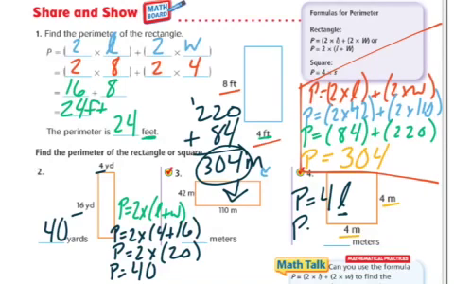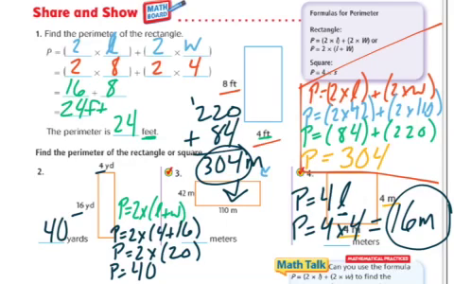So now I'm going to fill in my L. P equals 4 times 4. And when I do that, I know that 4 times 4 is 16. So P equals 16 meters, and that is my answer.